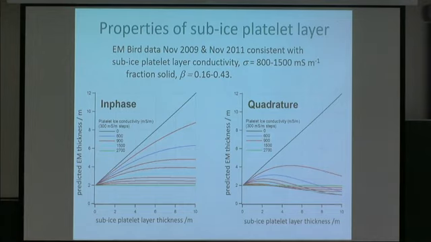So what that's saying then, the fact that we multiply sub-ice platelet layer by 0.4, says that our conductivities are in this range. So they're lying between about 800 and 1500 millisiemens per metre. That's a nice volume fraction of 0.2 to 0.4, which is still a very large range.